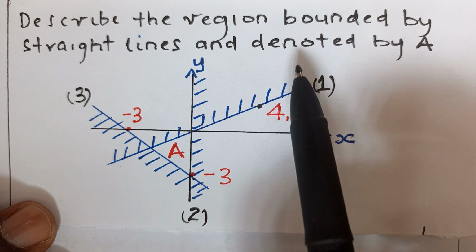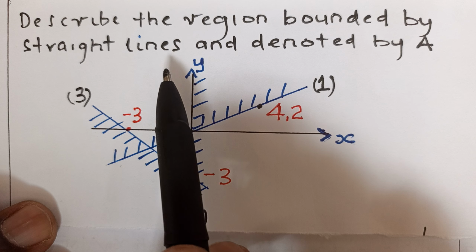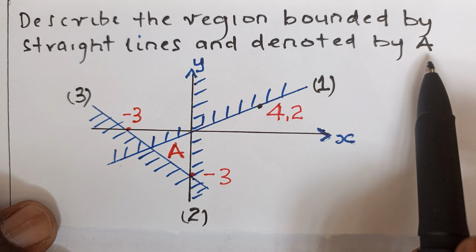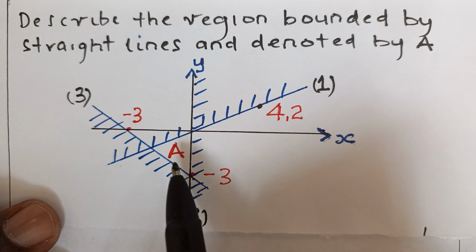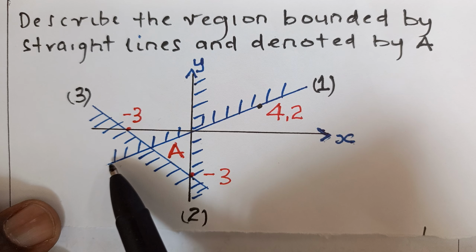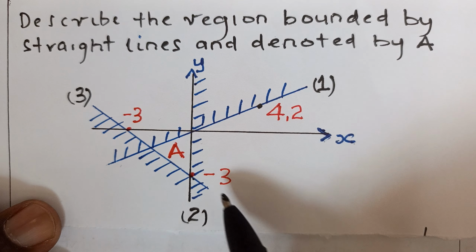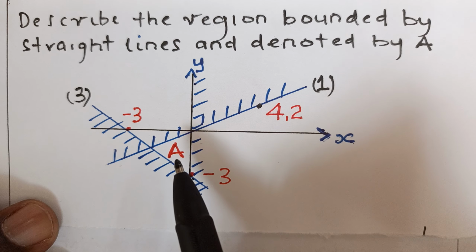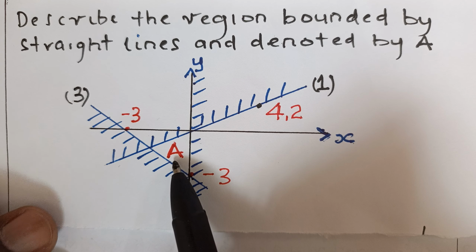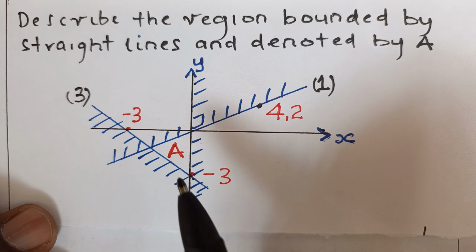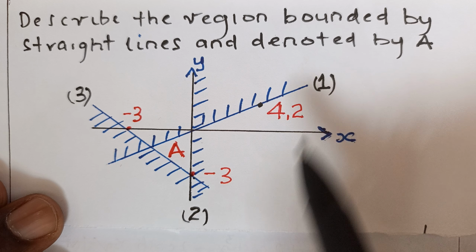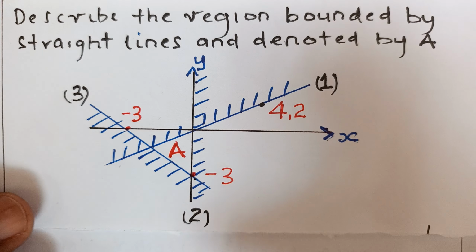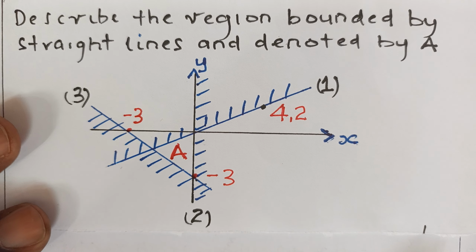Describe the region bounded by straight lines and denoted by A. Guys, we have an inequality question right here. We have these lines and we have the region A, which is the desired region. And so I now have line 1, line 2, and line 3. The first thing is to get the equation of those lines.